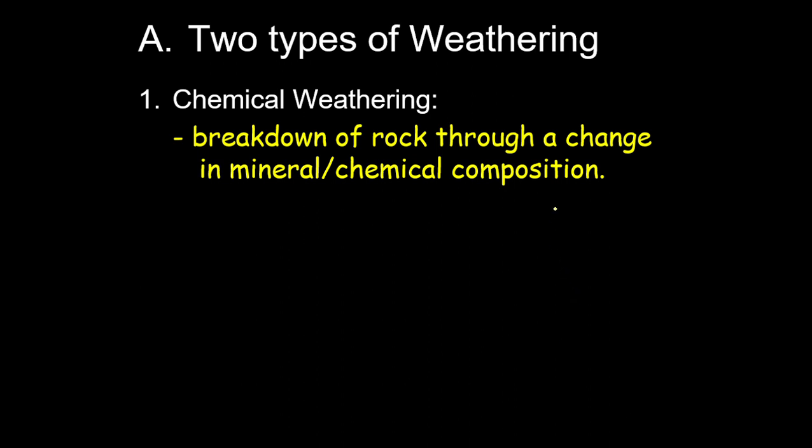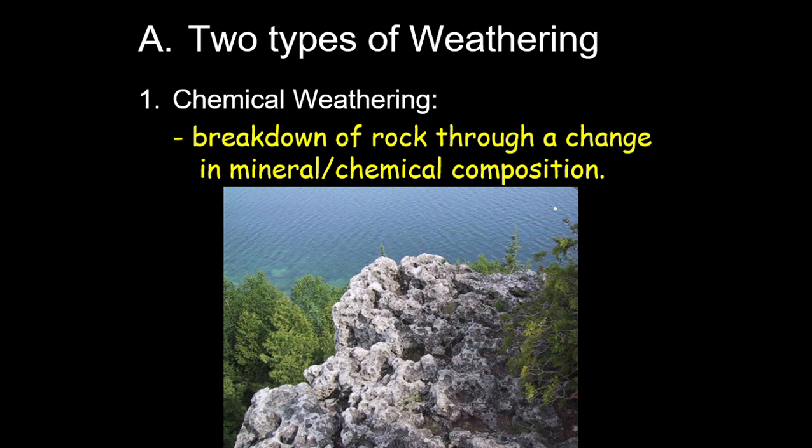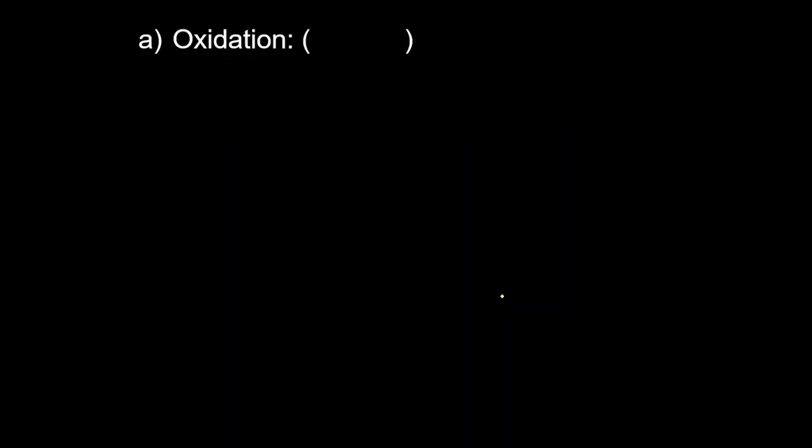So how do we do that? Well, this is an example of a rock. See all these holes in it? These holes were made by a chemical reaction. So the first type of chemical weathering is oxidation. Some of you might have heard of oxidation. Oxidation is more commonly referred to as rust. Now, what does that mean?